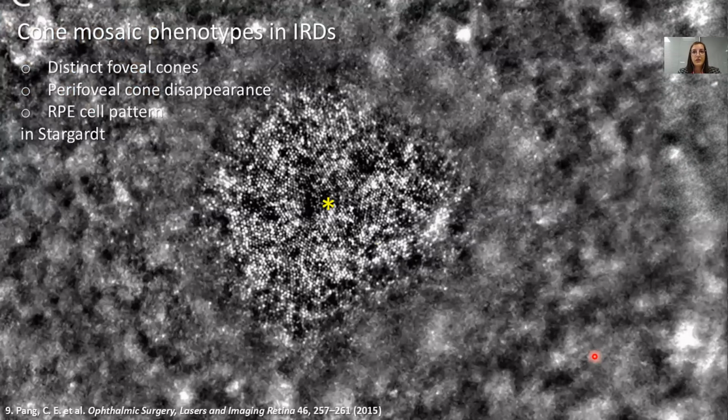Then a different phenotype is cone disappearance with distinct foveal cones, like in this Stargardt case. So this image shows an abnormally low cone density in the fovea and almost no cones in the parafoveal area, where the RPE pattern can become visible. So here I can see some RPE cells around here. I don't know if you can see it, but I do.